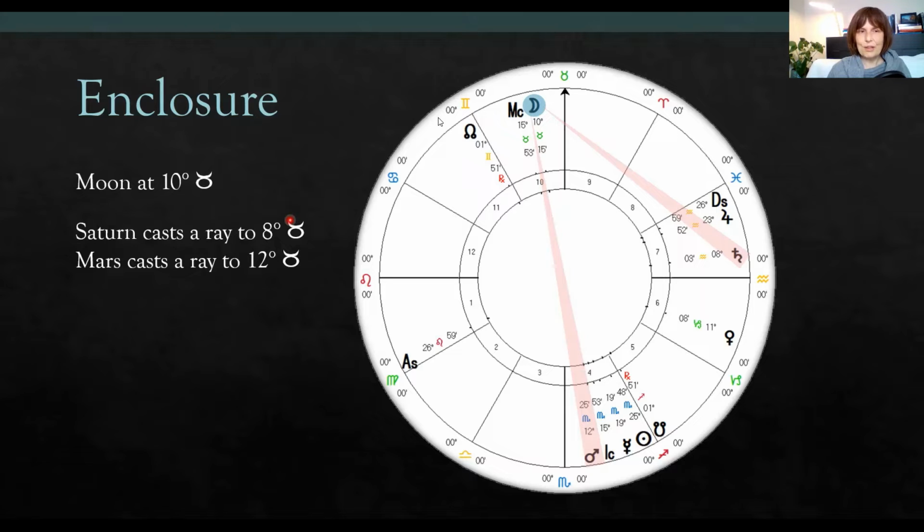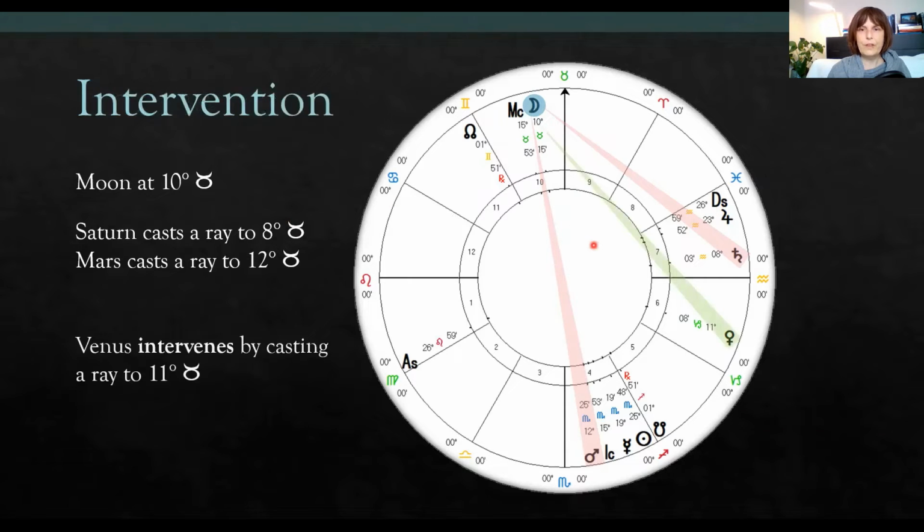However, we have another planet here who is breaking up this malefic enclosure by intervening with a ray. Look at Venus here. Venus can see the moon through a trine aspect. Venus is at 11 degrees Capricorn, casting a ray to 11 degrees Taurus, which falls right between the moon and Mars's ray. So Venus jumps in front of Mars, so to speak, effectively intervening in what would otherwise have been an enclosure.